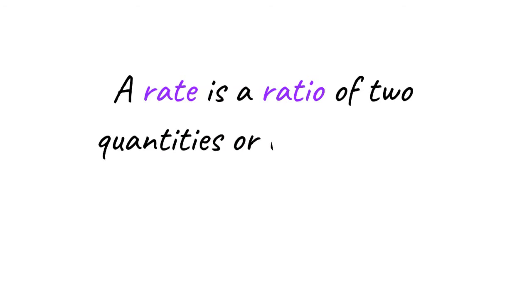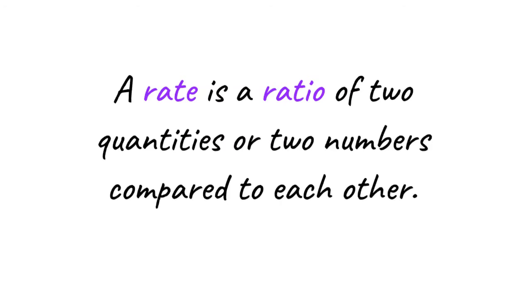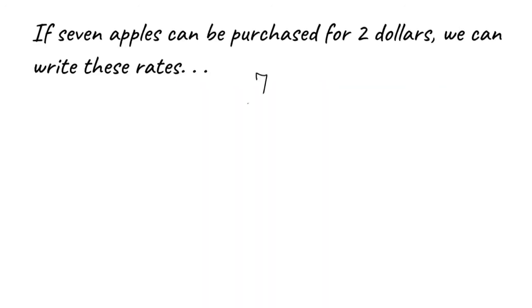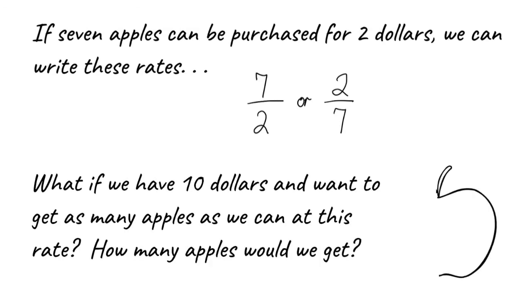A rate is a ratio of two quantities or two numbers that are compared to each other. For instance, if 7 apples can be purchased for $2, we can write these rates, 7 to 2 or 2 to 7, comparing the apples to the dollars. But what if we have $10 and we want to get as many apples as we can at this rate? How many apples would we get?